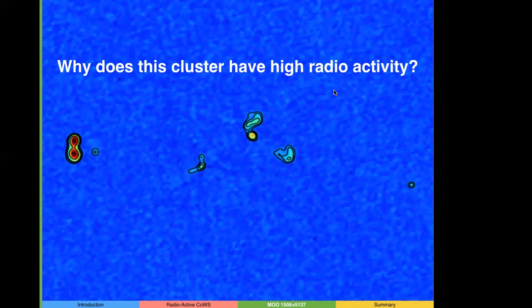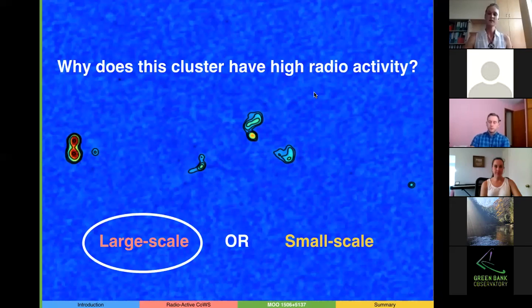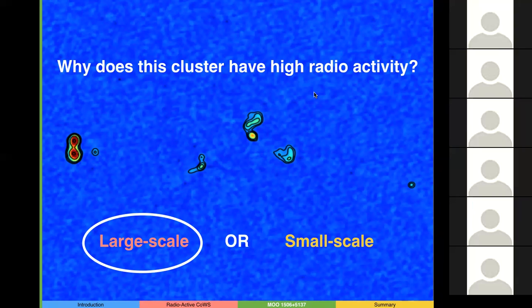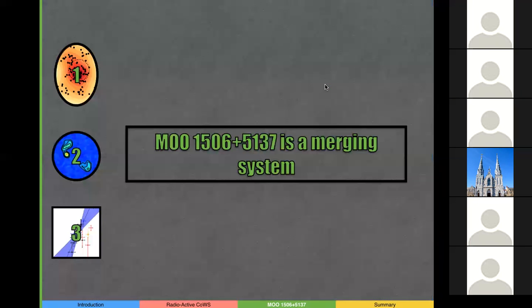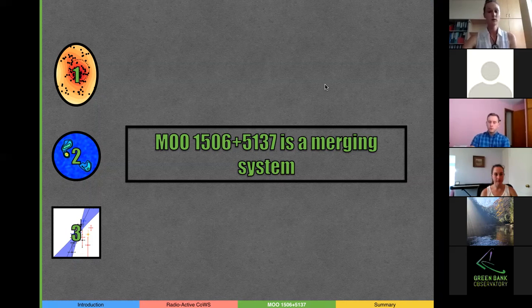So the question still remains, why does this cluster have high radio activity? There are 2 different approaches for this. There's first the large scale environment. Perhaps it is something about the cluster environment that is inducing this high amount of radio activity, or perhaps it's the small scale, something happening on the galaxy level. But we have several lines of evidence that indicate it's the large scale environment that is facilitating this high radio activity. So we actually have 3 lines of evidence that 1506 is a merging galaxy cluster system. So I'm going to go through each of those.